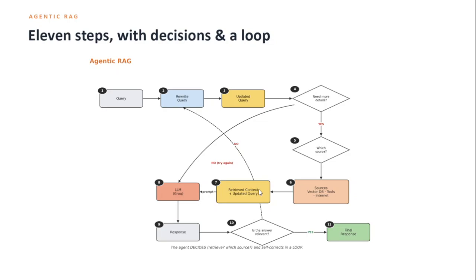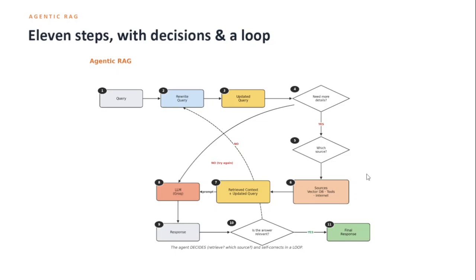Now my LLM has two extra pieces of data: the retrieved context plus the updated query. When you combine the retrieved context and the updated query, it becomes a prompt, and this prompt goes to the LLM. Then the LLM will generate the response. Again, the generated response is checked for whether it is relevant to the query or not. If it is not, then this loop will continue. Whenever it finds the answer is relevant, the final response will be generated.